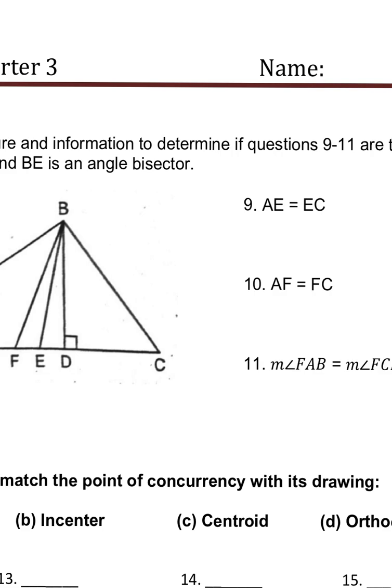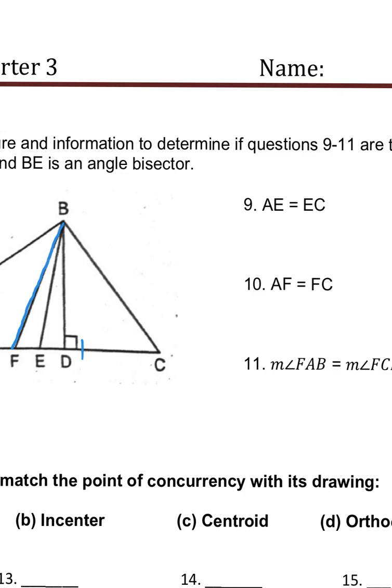Okay, so we have 3 problems here, 9, 10, and 11, where we have to use this picture to determine if they are true or false. The important thing is it says that the median is BF, so I'm going to use different colors here. B to F is the median. If that is the median, we know that A to F is going to be congruent to FC. I'm just going to use singular tick marks, same colors, so you can see that.